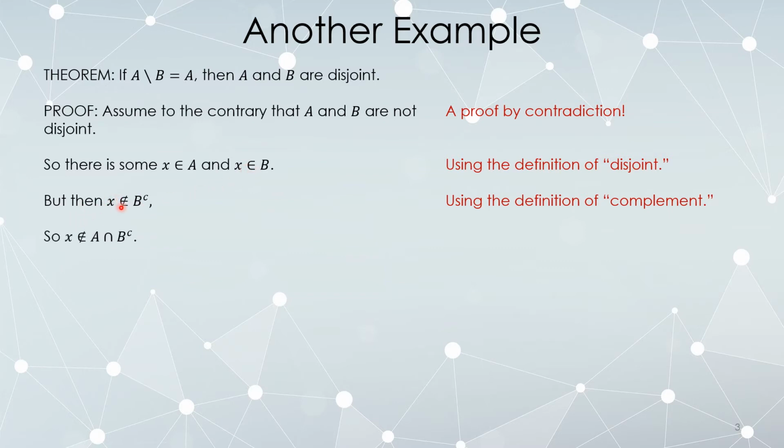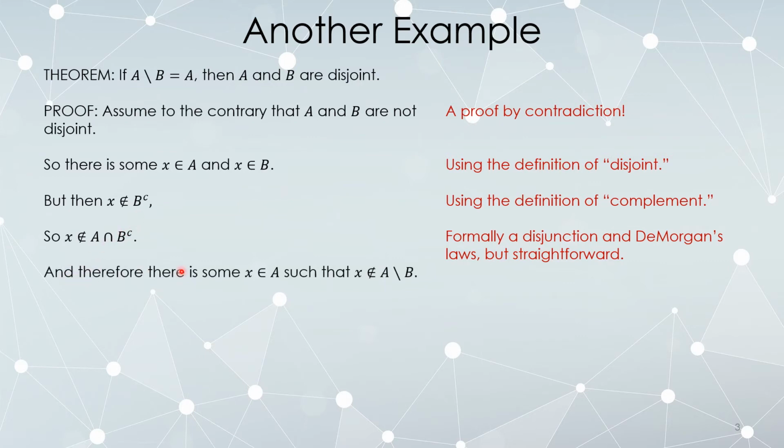So if X is not in B complement, then X is not in A intersect B complement. If it's not in this set, it's not in the intersection of these two things. Okay, that's just a disjunction in De Morgan's laws, but it's pretty straightforward. And therefore, there is some X which is in A, specifically this X, but is not in A intersect B complement, which is the same thing as A minus B. So there is something that is in A, but not in this set. And therefore, the sets are not equal.